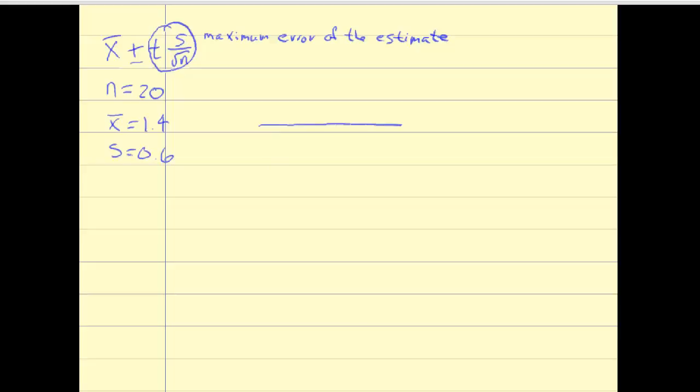If we were to think about this on a number line, x bar would be here in the middle. We would add t times s over the square root of n, and we'd wind up over here at x bar plus t times s over the square root of n, and then subtract t times s over the square root of n, and wind up back here at x bar minus t times s over the square root of n. And then we would find our 95% confidence interval.